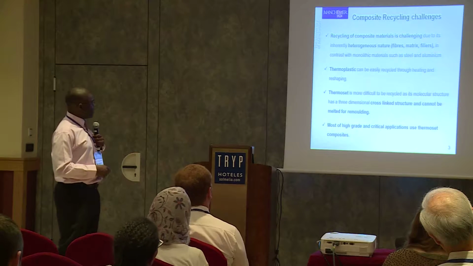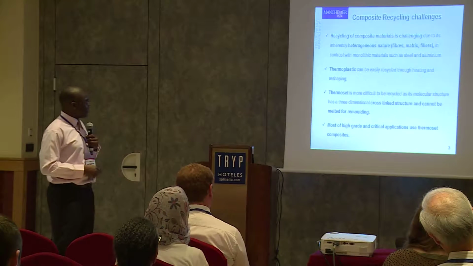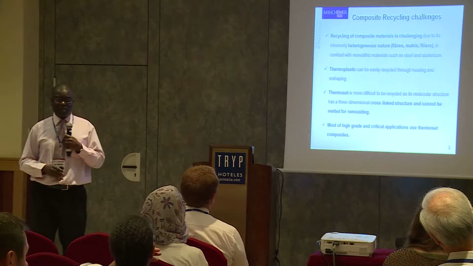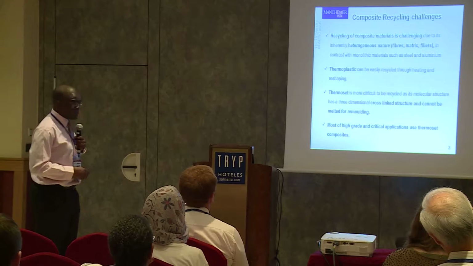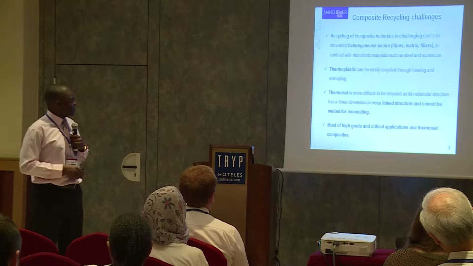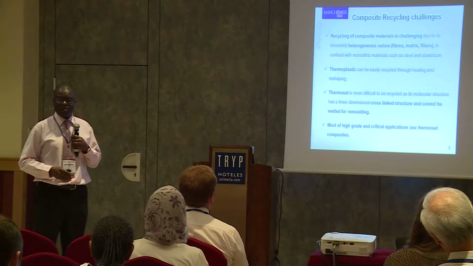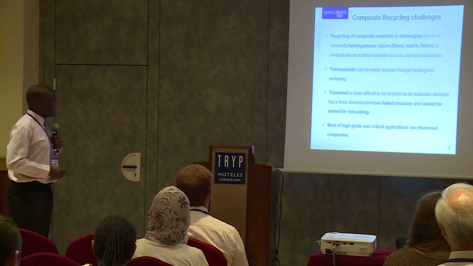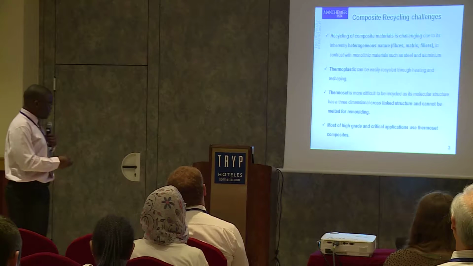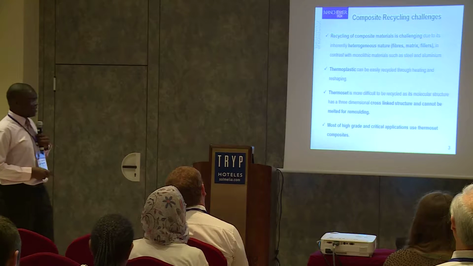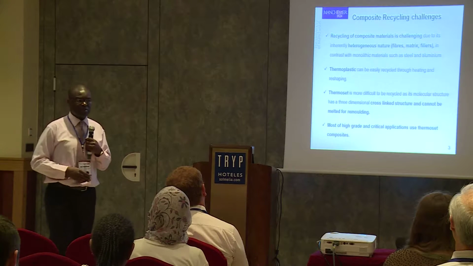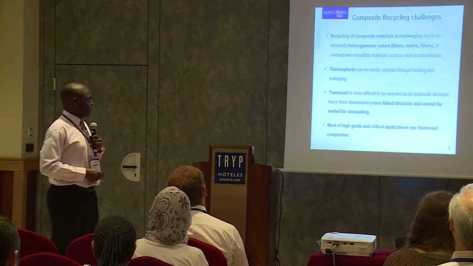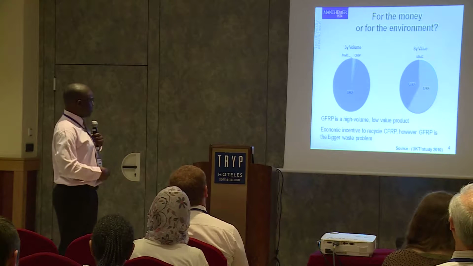Before I start, we're looking at composite materials, and there are mainly two classes, thermoplastics and thermosets. Thermosets are difficult to recycle, so my presentation will be mainly focused on thermosets. These thermosets are also widely used in high critical applications. Your aerospace applications mostly use thermoset composites.